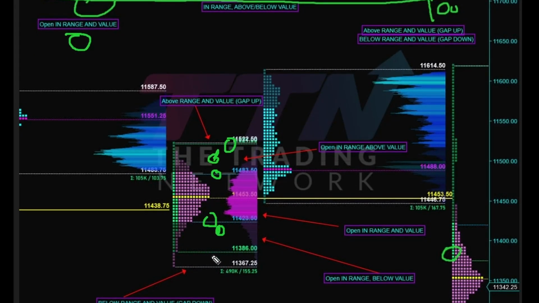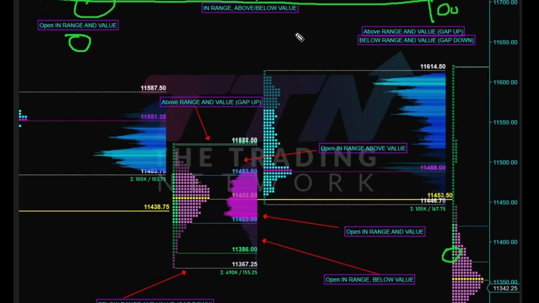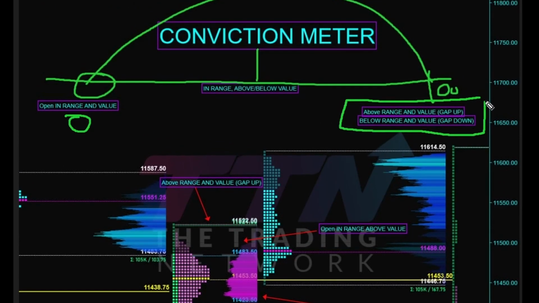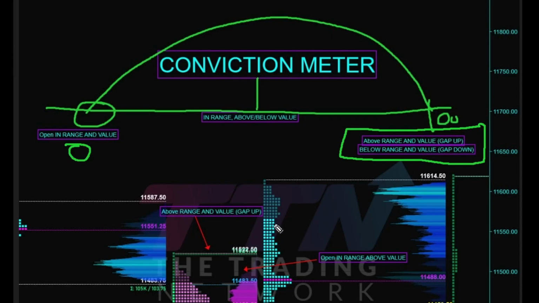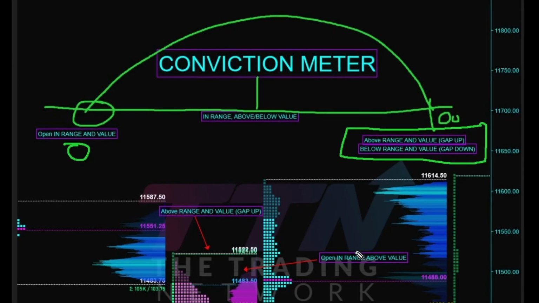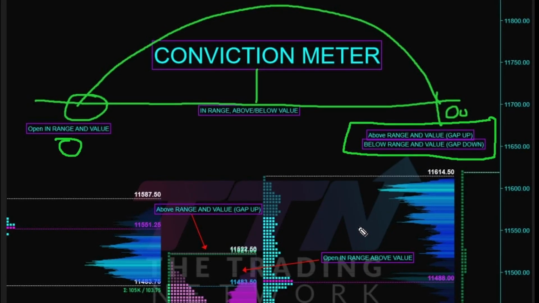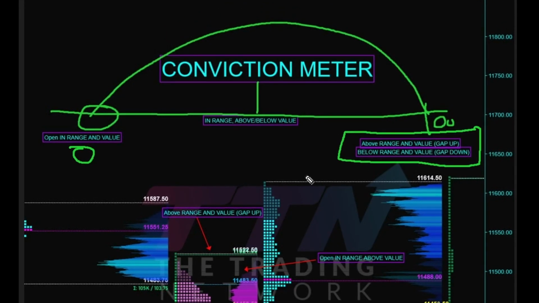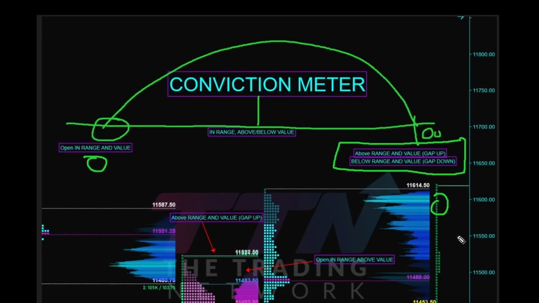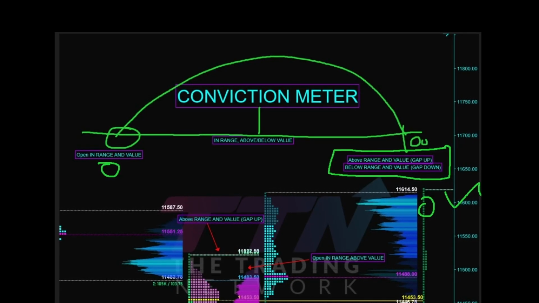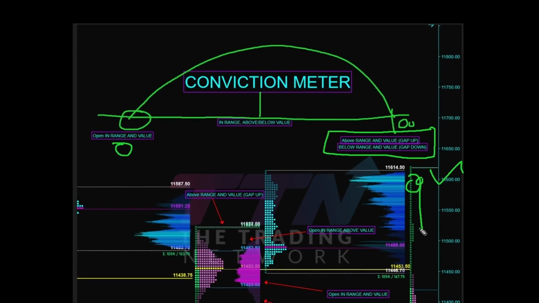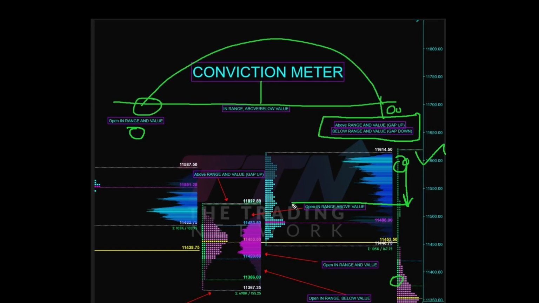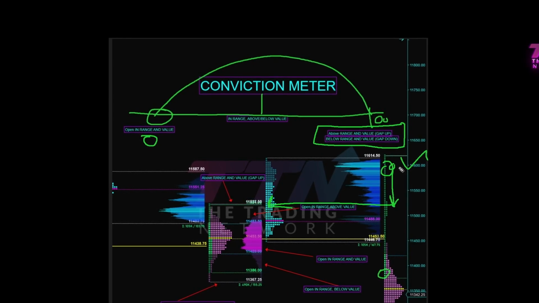Same thing with the below value but within range. Watch for value low to be resistance and your next level lower to be support, whether that's an initial balance level like I have here, or whether that is a range low like I have right there at 11,367. And you can see here that when we open above range and value with a gap up, or below range and value with a gap down, that is the highest possible directional conviction open positioning. And we have really one of two situations, as I explained. We can open with a gap and continue in the direction of that gap, or we can open and move back down to close the gap, which would be right here. And that's exactly what we did on November 1st.